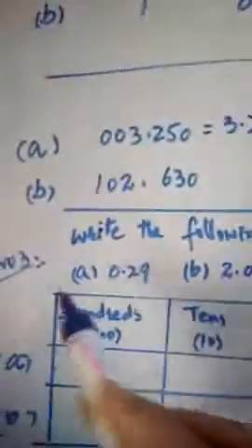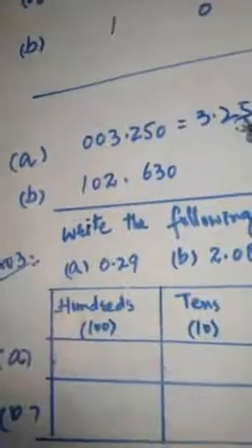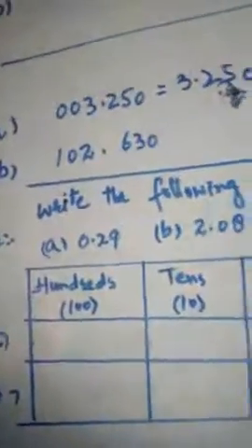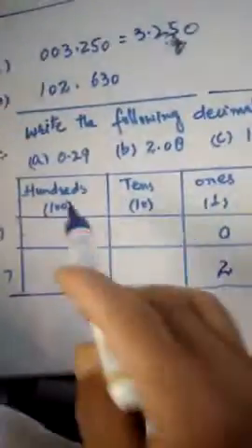Now there is question number 3. Question number 3 is: write the following decimals in the place value chart. Here are some decimals given. You have to write them in this place value chart. You have to draw here a place value chart like this: hundreds, tens, ones, tenths, hundredths, and thousandths. This is our place value chart. Then we have to write these numbers in this place value chart.